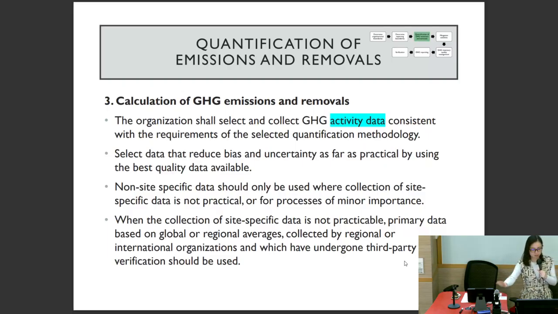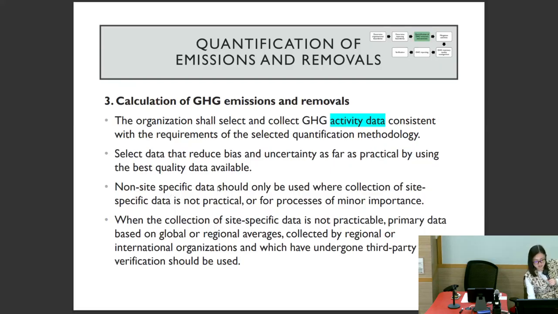Okay, the organization shall select and collect greenhouse gas activity data consistent with the requirements of the selected approach. I think we have explained this already. Select data that reduce bias and uncertainty as far as practical by using the best quality data available. So, as far as possible, use the most local data, site-specific data. If site-specific data is not available, then use local data. If local data is not available, then use data recommended by the international guidelines.